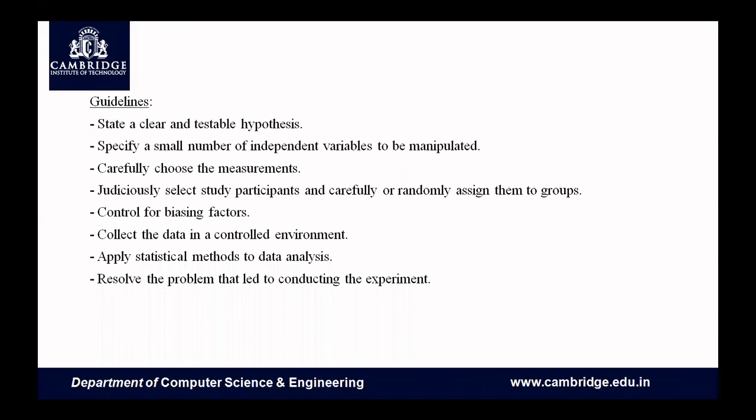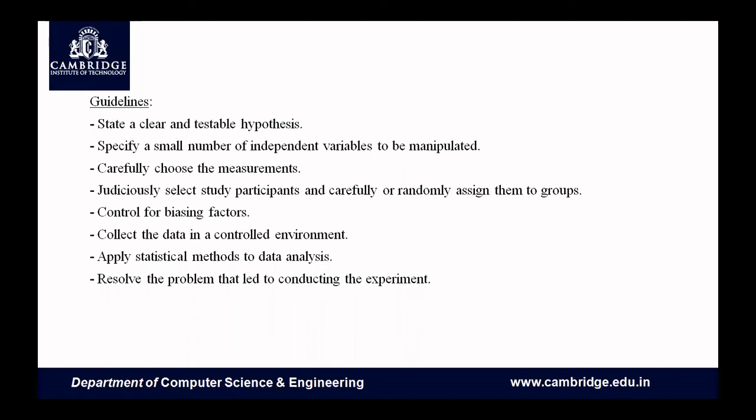Judiciously select study participants and carefully or randomly assign them to groups. According to their knowledge and expertise, assign them properly. Those are the biasing factors, and have control over those factors. Collect the data from a controlled environment. Apply statistical methods to data analysis. And resolve problems when we are conducting this experiment.